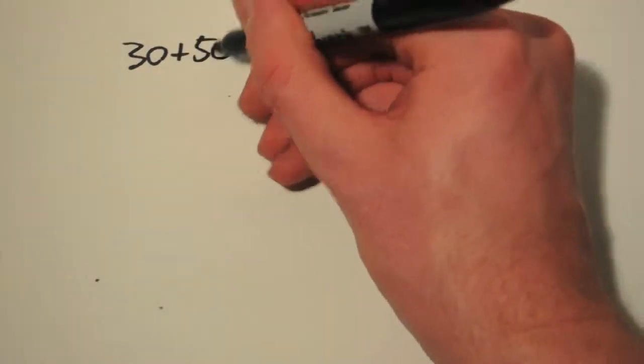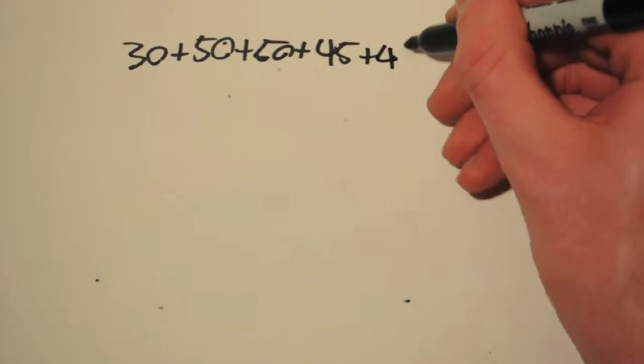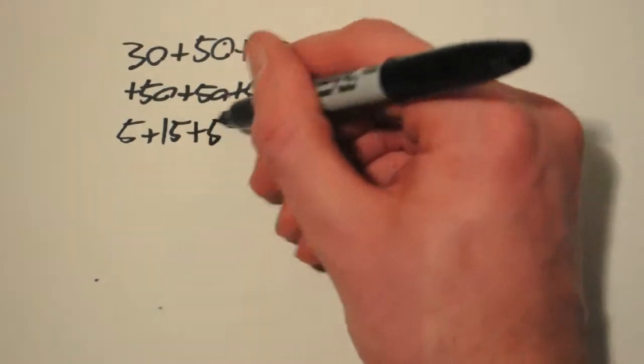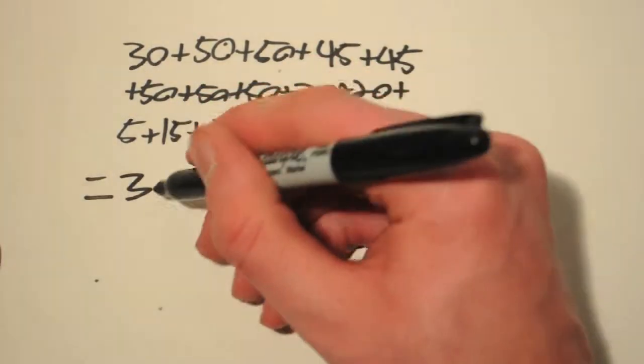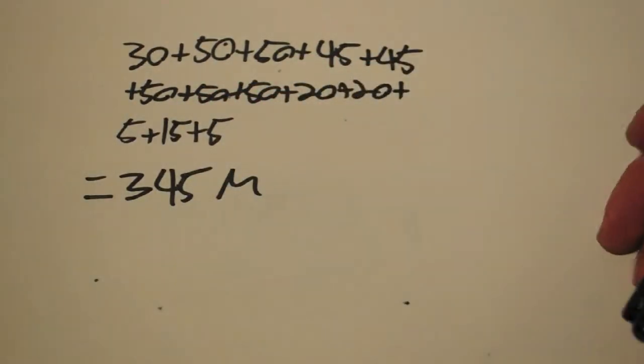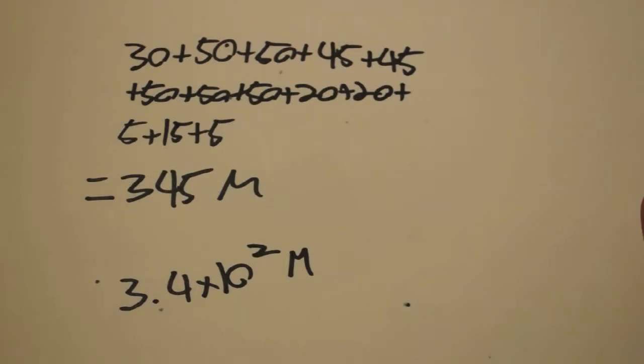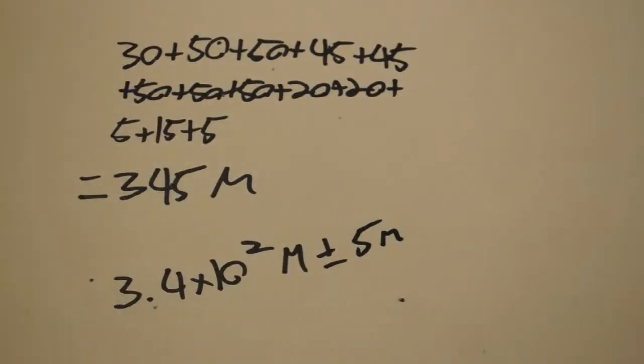And okay, so we add up everything here. All the values get added up, and you come out with a grand total of 345 meters, which you can round to 3.4 times 10 to the 2 meters, plus or minus 5. Alright, so this is the end of my kinematics, physics, motion video.